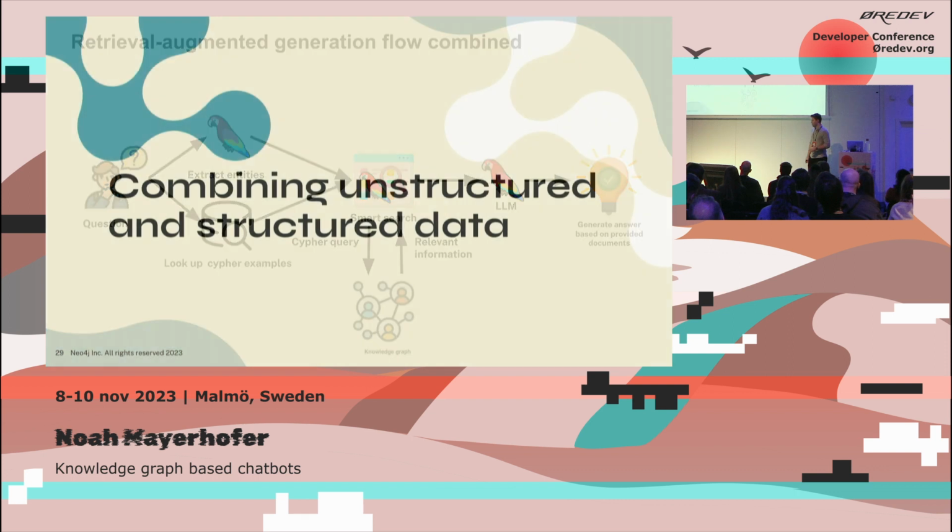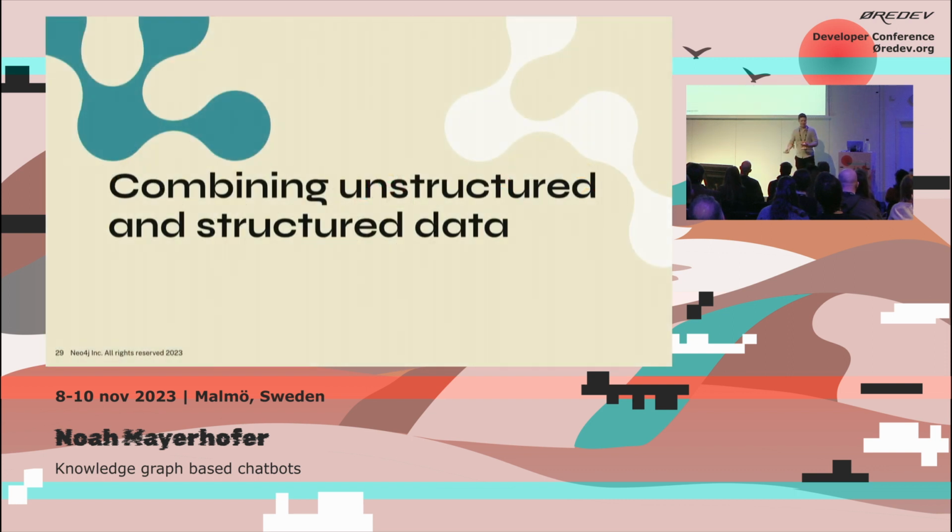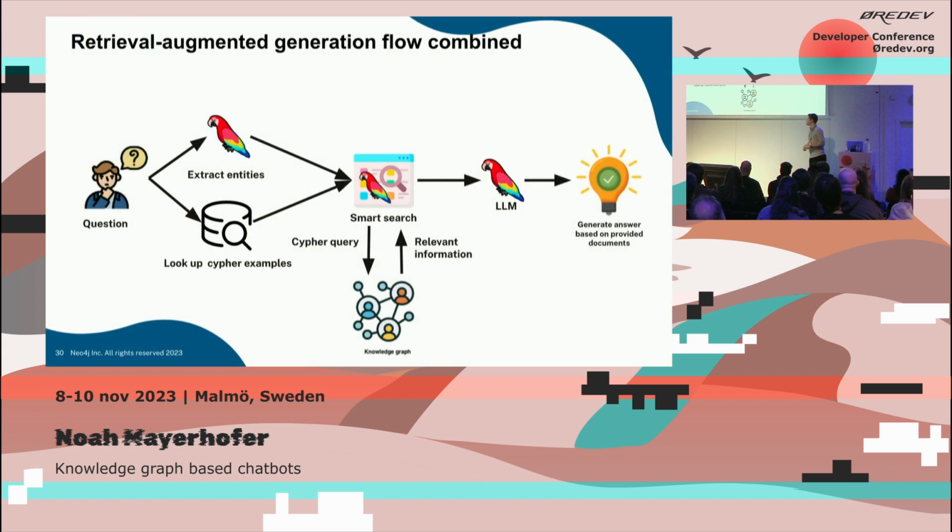But now we're going to try to benefit from both of these by combining the different data types. So we're going to use both unstructured and structured data to be able to answer questions of both types and be a little smarter. So we have another flow. This one is a little bit more complex in the beginning, but in the end, we still have a smart search with a knowledge graph and send the Cypher query there. But we do a little extra step here in the beginning.